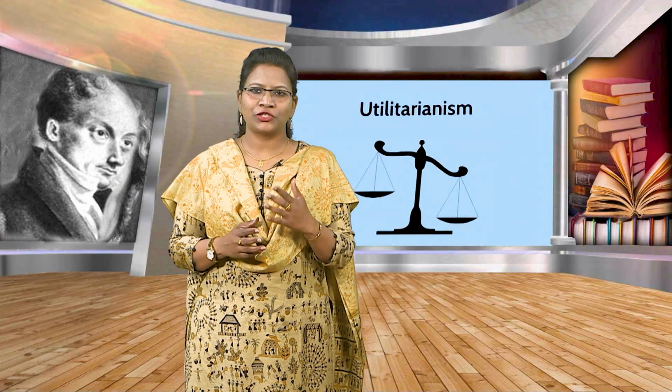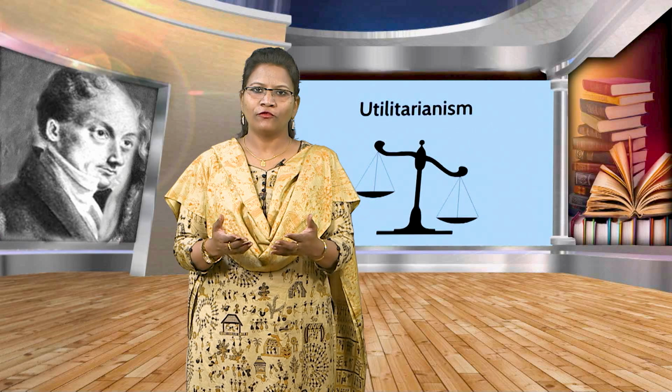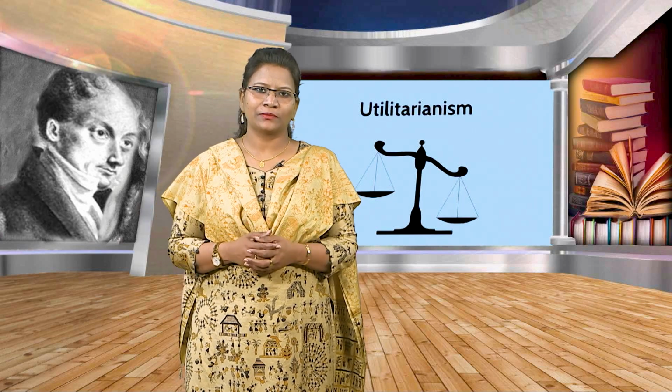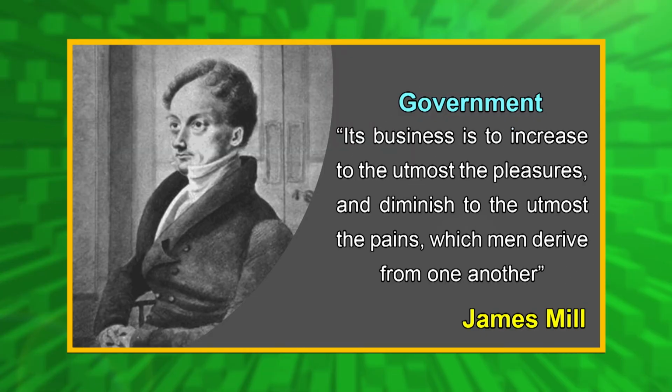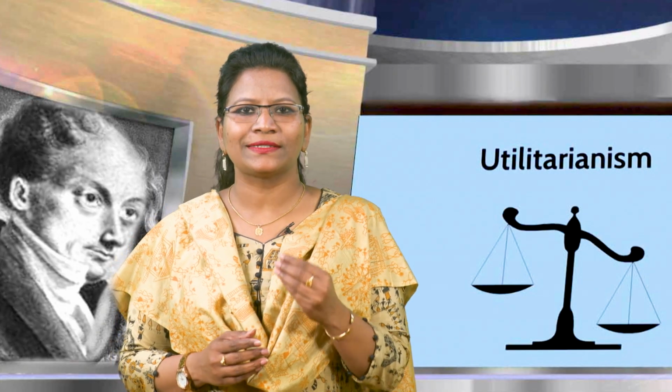A government must try to maximize the happiness of its subjects from both these sources. This is especially difficult when it comes to the other human beings. Thus, he writes the following about the government, and I quote, "Its business is to increase to the utmost the pleasures and diminish to the utmost the pains which men derive from one another," unquote. James Mill goes on to explain why this is difficult.